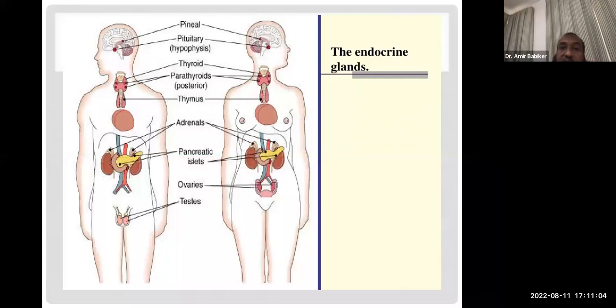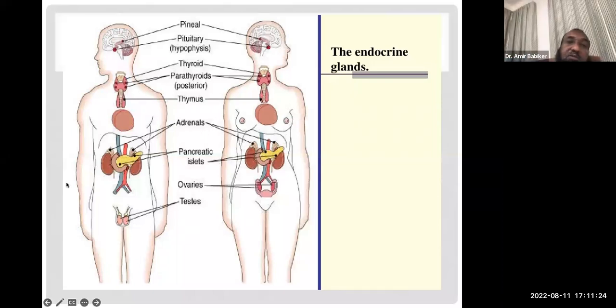They are called like this because the embryological origin is different. The neurohypophysis comes from the nervous system, and the adenohypophysis from the base of the oropharynx. Then we have the thyroid gland, and the parathyroid glands, four of them at the back of the thyroid gland. And we have the thymus.